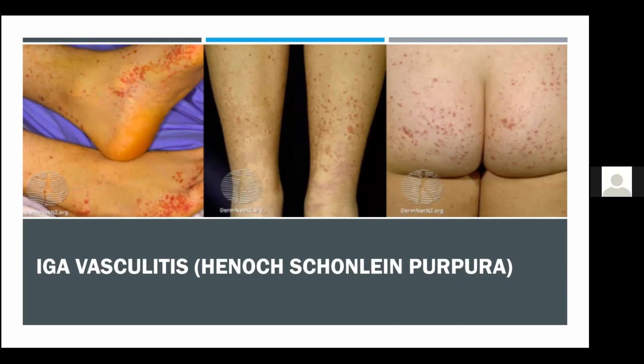You get palpable purpura, usually on a dependent surface, so mostly the buttocks and the legs. And there is no associated thrombocytopenia or coagulopathy. They also get arthritis and arthralgia and can have edema of hands and feet. They often have abdominal pain, and they can have intussusception and melena, and then renal disease, which can be glomerulonephritis, and get hematuria and proteinuria.